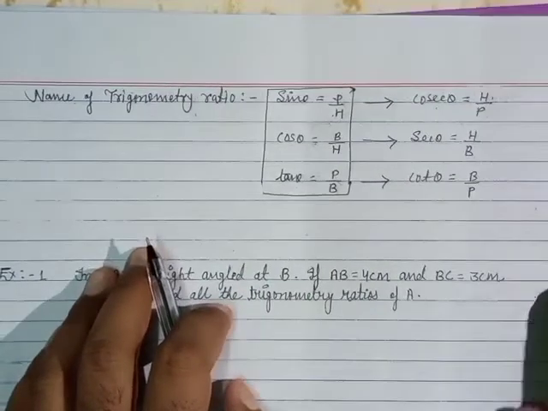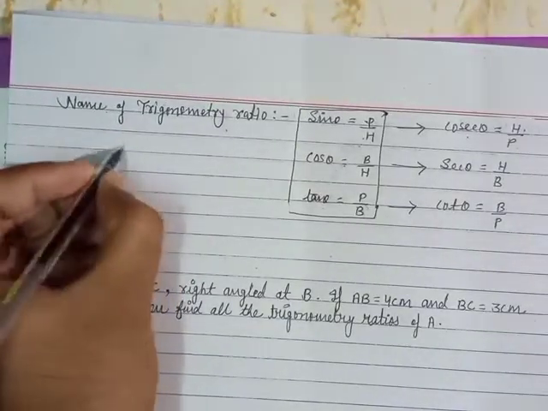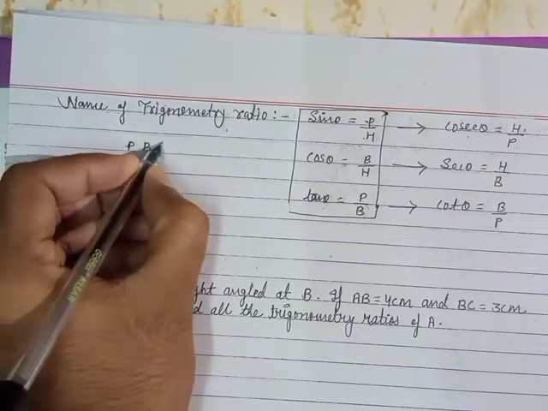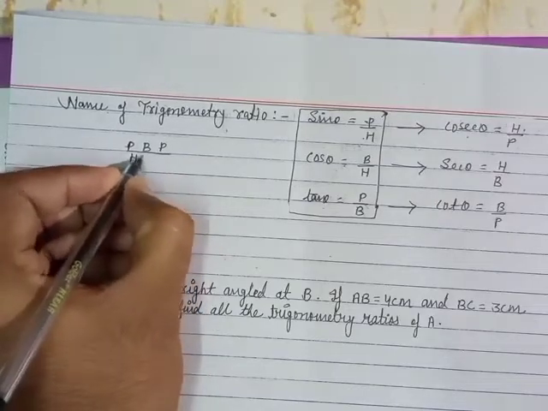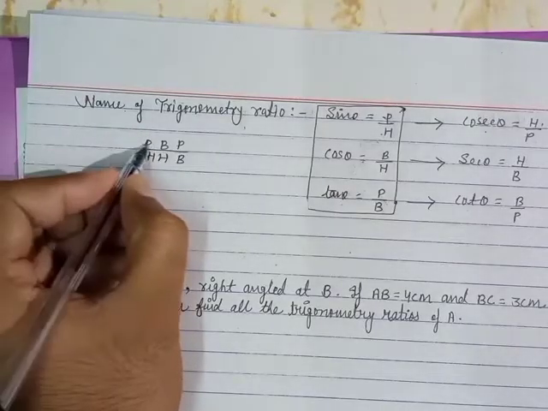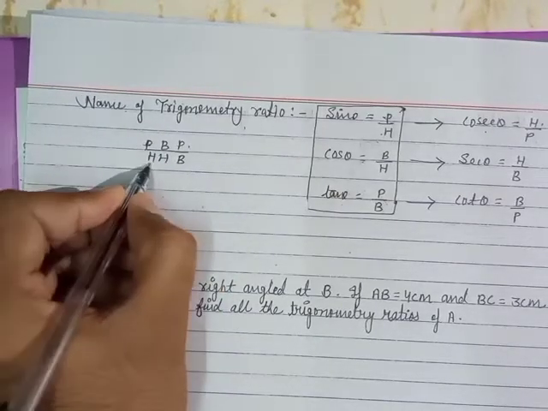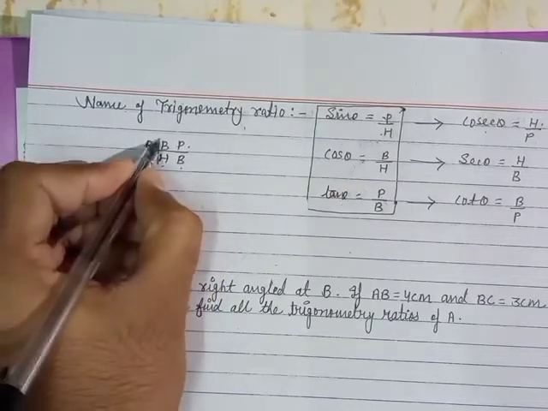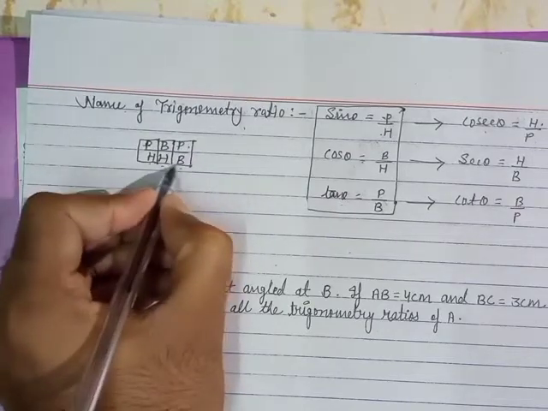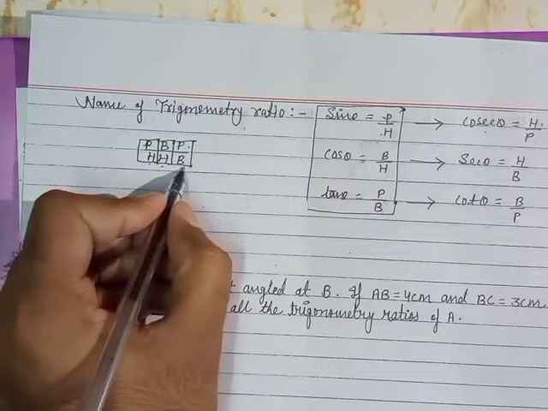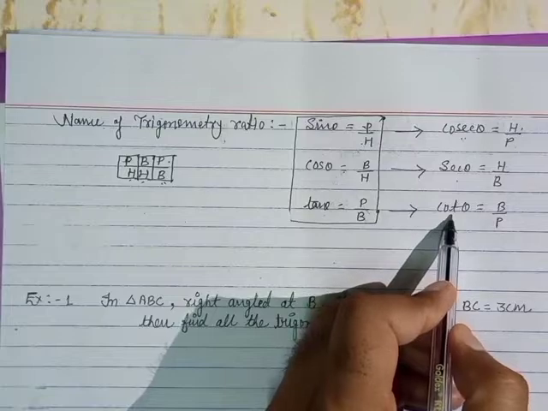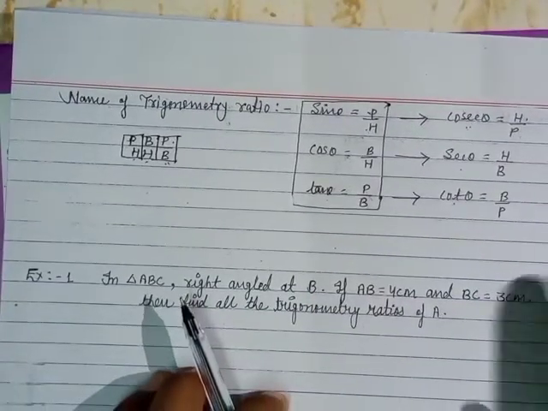Many students ask me, sir, how can we learn it? Remember the ratios P upon H, B upon H, P upon B. There is a short trick you can use to learn it: Pandit Badri Prasad Hare Hare Bol. So first is sin theta, second is cos theta, and third is tan theta. And if you take the reciprocals, you get cosec theta, sec theta, and then cot theta. I hope you understood this.